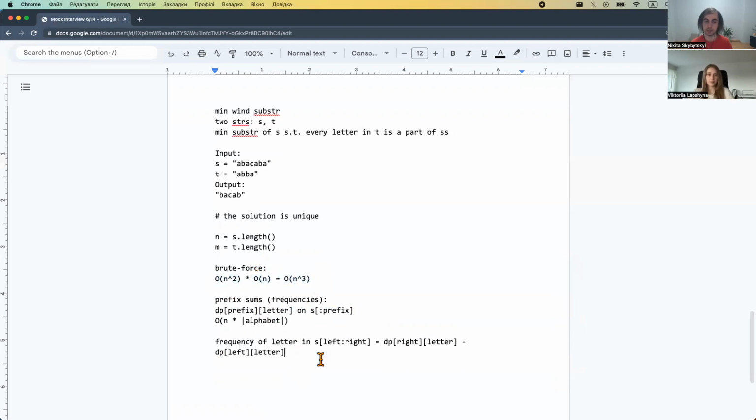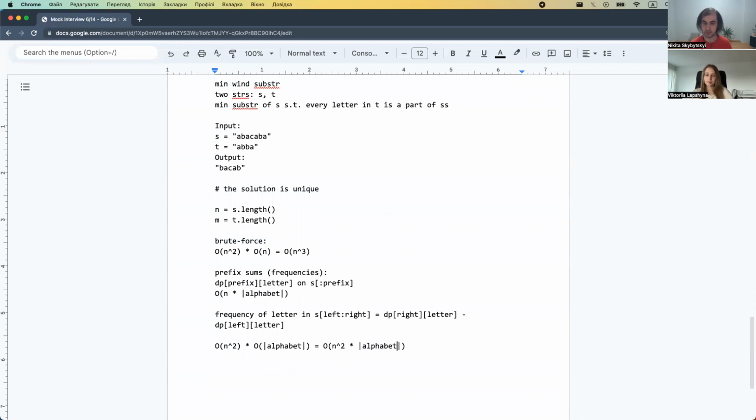So we still iterate over O of n squared substrings, but now each frequency we calculate in constant time, but we need to calculate big O of alphabet of them. So that is big O of n squared times alphabet size. This modulo denotes size in mathematics. Well, in our case, it's like 52: 26 plus 26, the number of unique characters that can be.